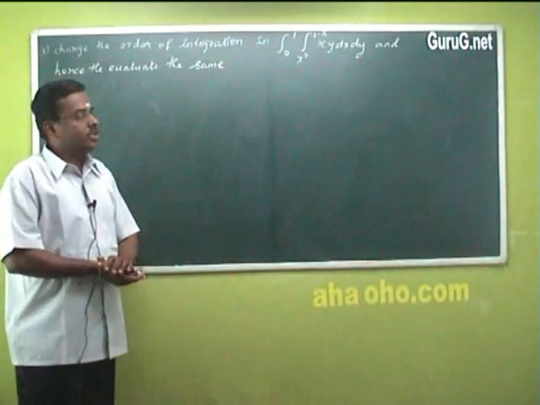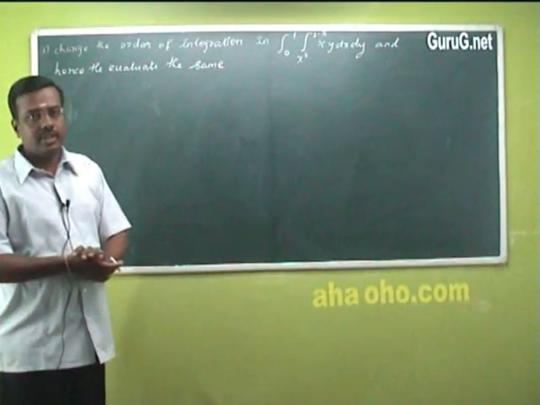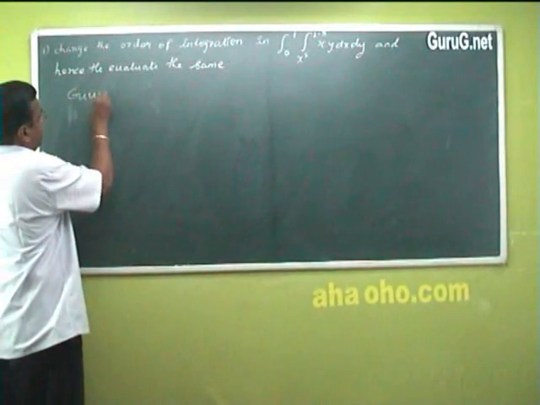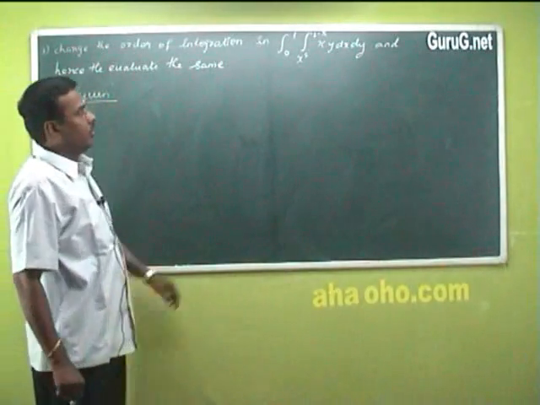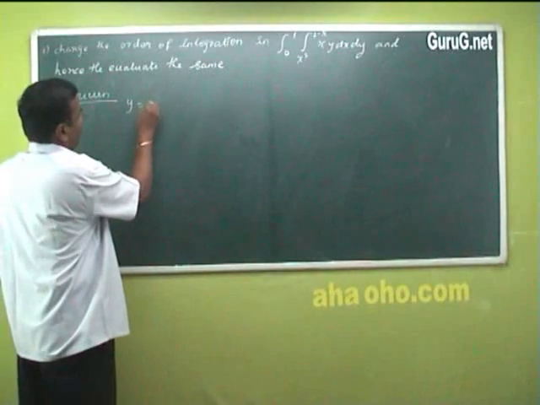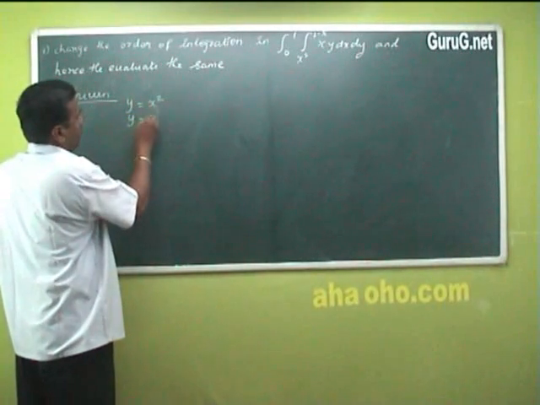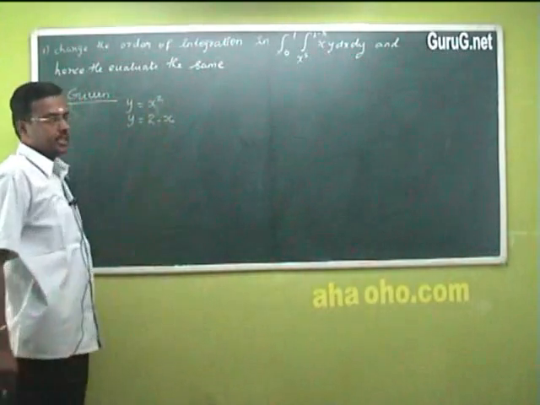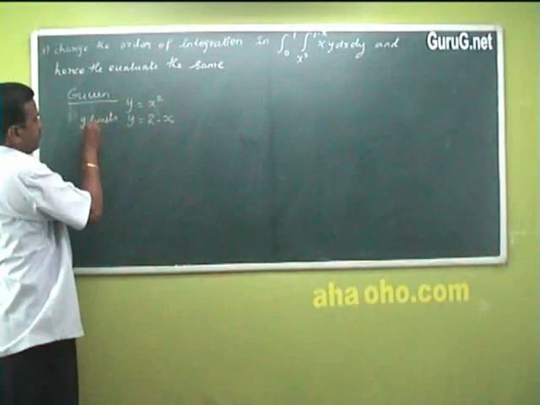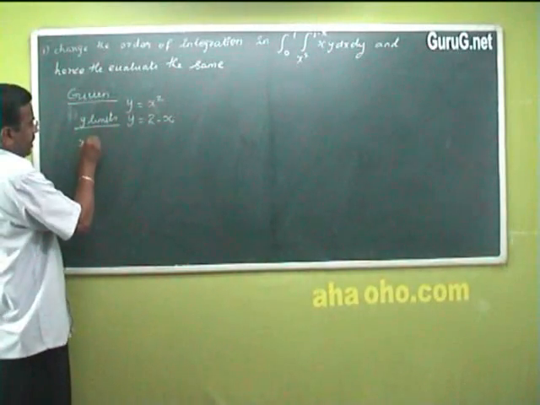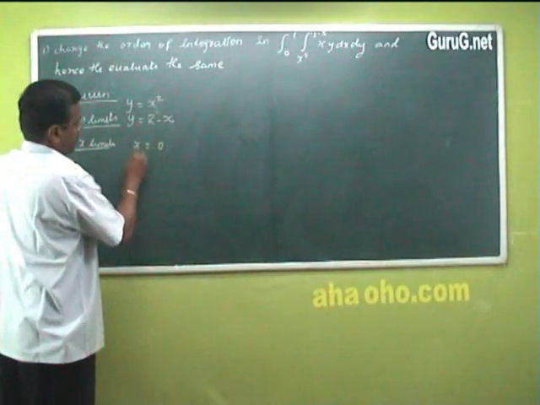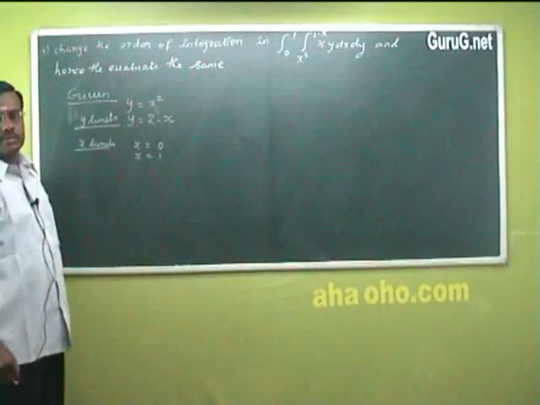We know the procedure for changing the order of integration. First, let us see the given order of integration. Before that, let us see the limits. The y limits are y equal to x square, y equal to 2 minus x. These two are y limits. The x limits are x equal to 0, x equal to 1.